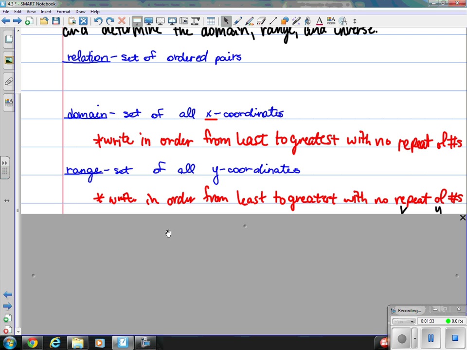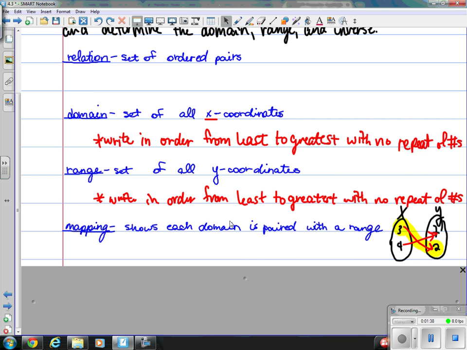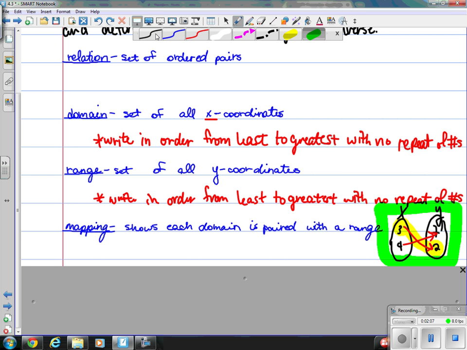Alright, a relation can be displayed as a mapping. And a mapping shows that each domain is paired with a range. And mapping looks like this right here. So mapping shows each domain is paired with a range by having two ovals. Your first oval is for your x values, which is your domain. Your second oval is for your range. It is your y values. And what it does is it shows it's pairing it by using arrows.